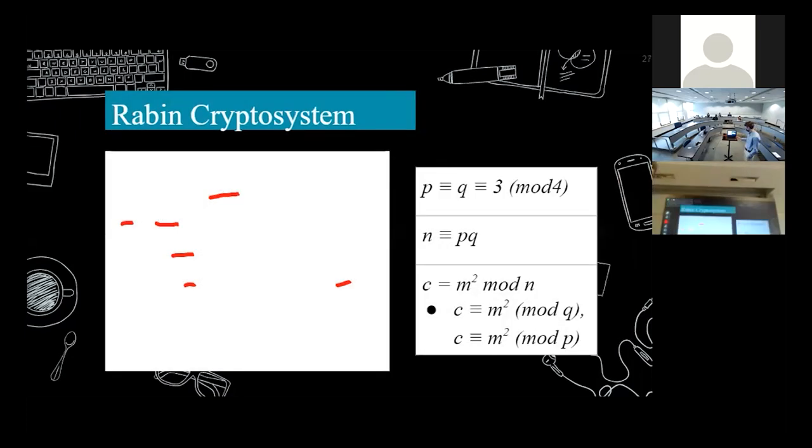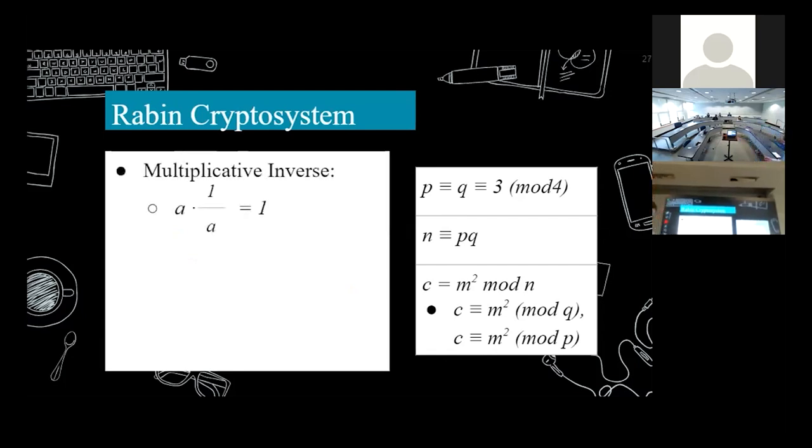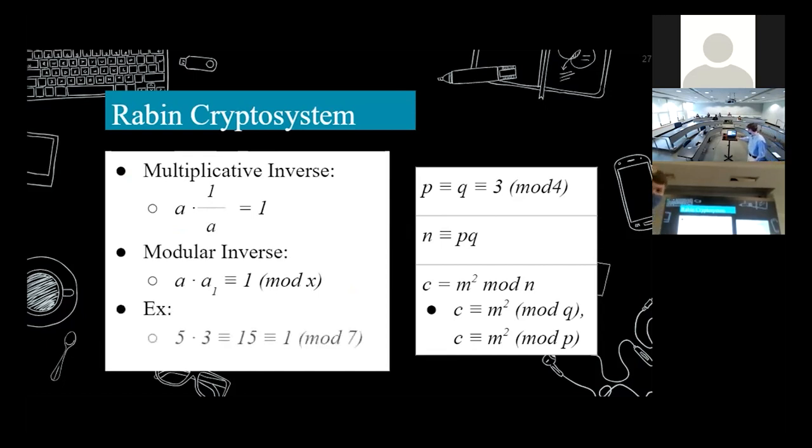But first, we have to talk about the idea of multiplicative inverses. In normal arithmetic, an inverse is just something that you multiply a number by to get back to 1. So a and 1 over a are inverses. But in modular arithmetic, we don't have access to fractions. We can only use integers. We still have inverses, and we'll denote them by a sub 1, or whatever value a is. So a times a sub 1 is congruent to 1, I should say, in mod x.